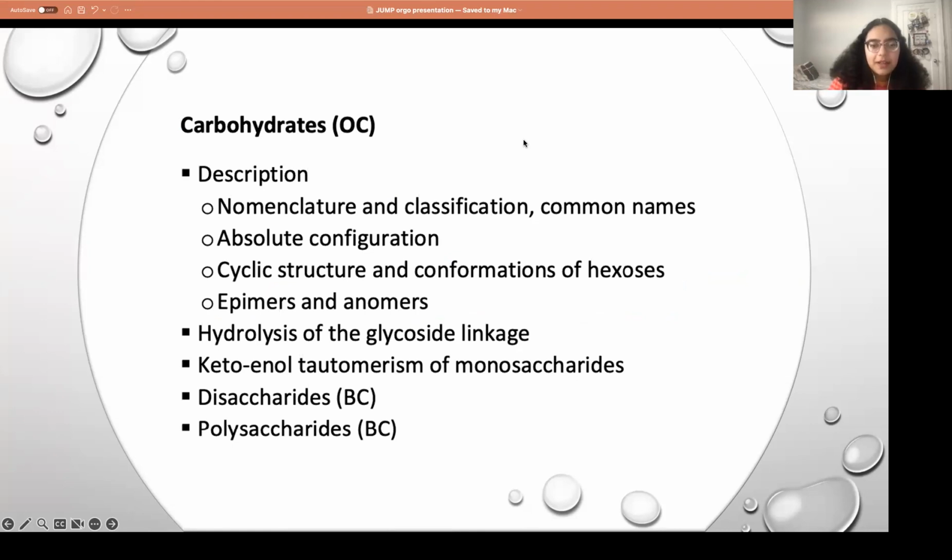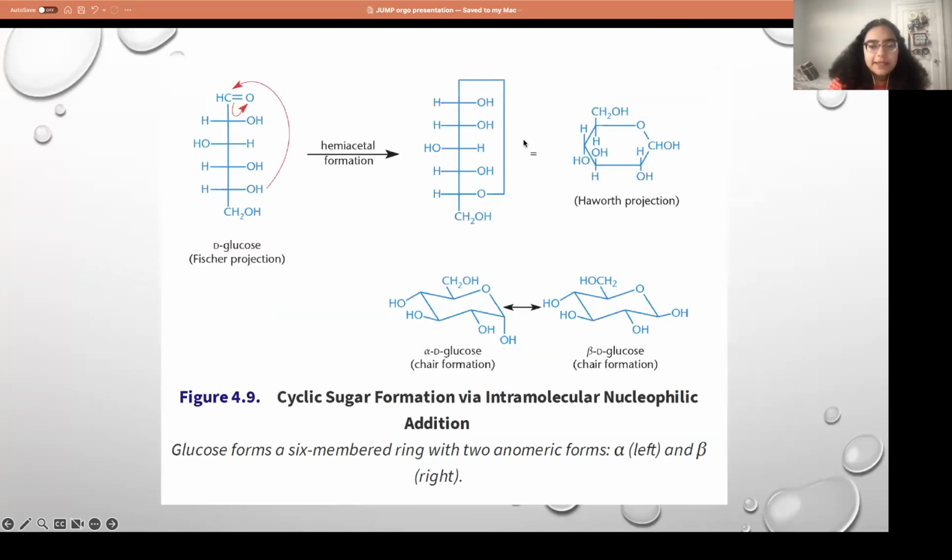Carbohydrates, again, a lot of biochem. But one thing is sugars can go between their ring form and their linear form. So it's important to know the way the arrows go, as you're seeing there, to form a ring. And when you make that ring, what they have is the Fischer projection, and then you can turn it into the Haworth projection, where the rings are usually shown as hexagons.